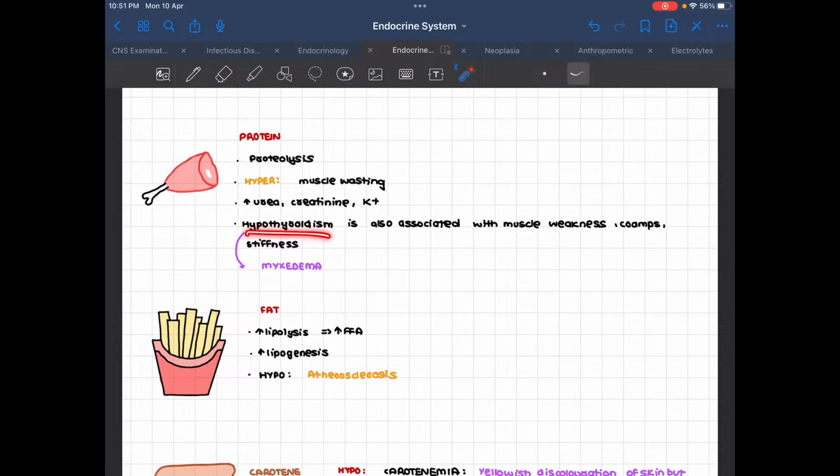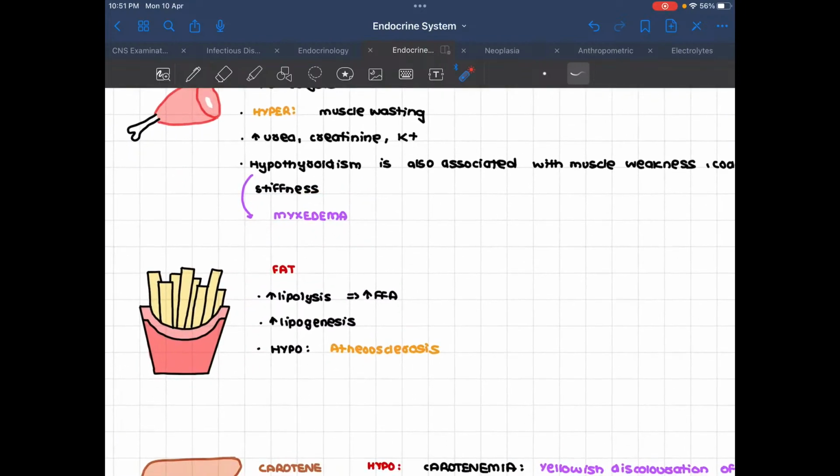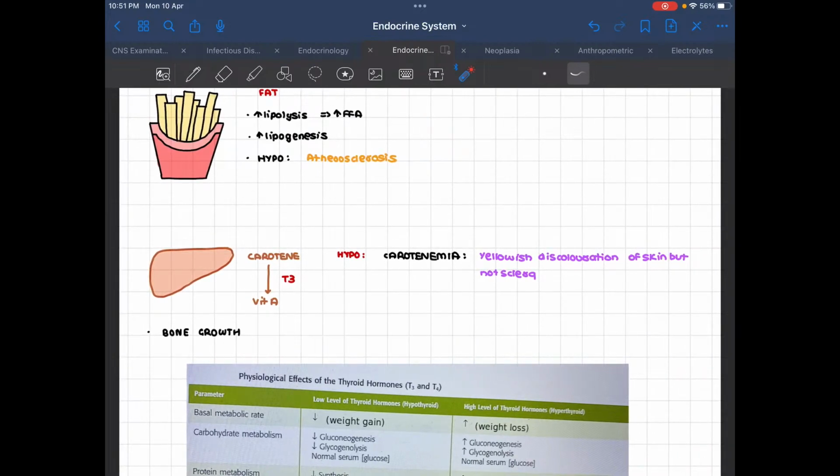However, hypothyroidism is also associated with muscle weakness and cramps, ठीक है? That in case of myxedema. What about fat metabolism? Fat में ये है that it promotes lipolysis. That is the reason why hypothyroidism में you have more risk of developing atherosclerosis. ठीक है? What about carotene?